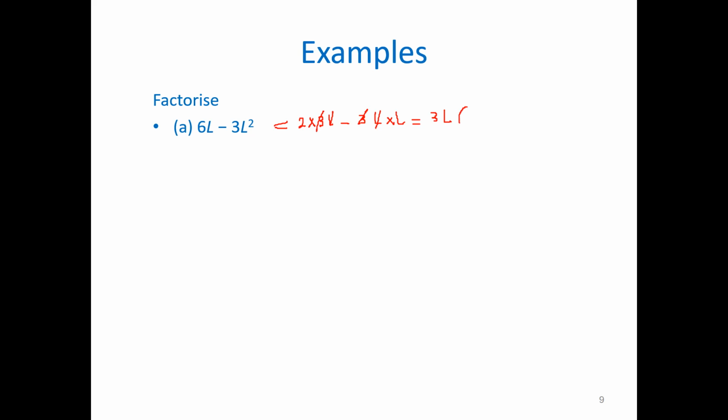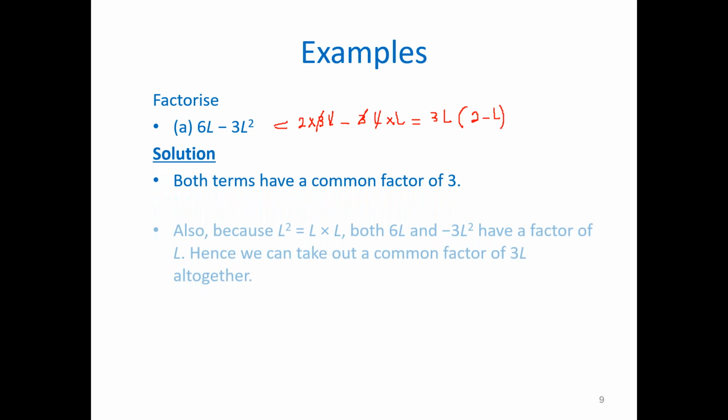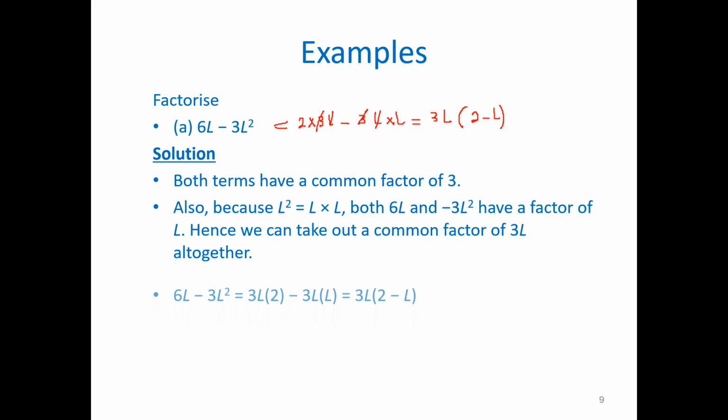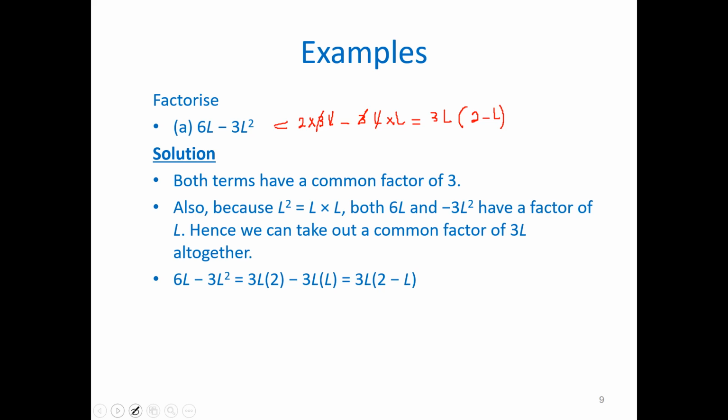So now you open the bracket. From the first term we have 2, and from the second term we have l. So this is the factorization of this expression. You can see the solution here. So this is the answer. You can see the answer here, 3l, the common factor, multiplied by 2 minus l, okay? Let's see the other example here.